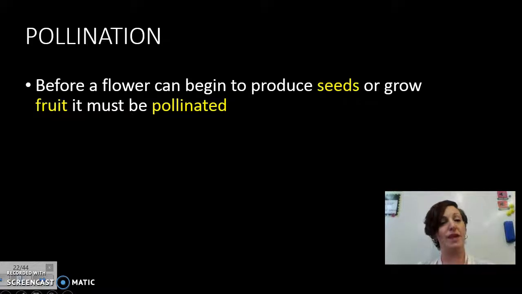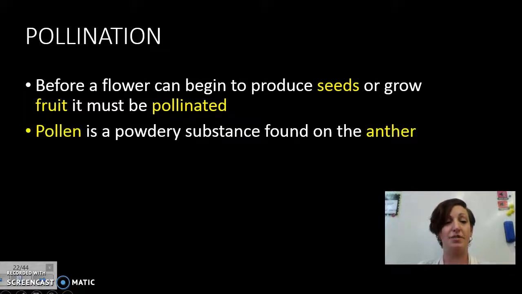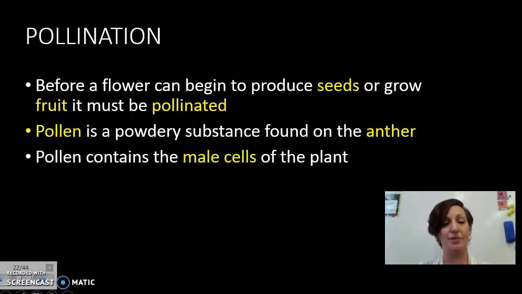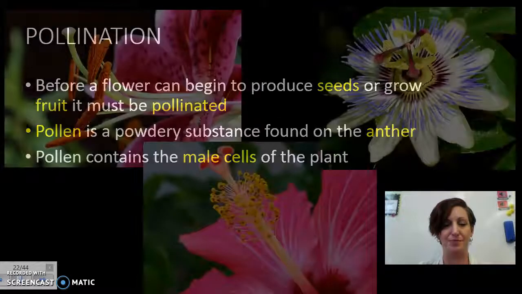Pollination. Before a flower can begin to produce seeds or grow fruit, it must be pollinated. Pollen is a powdery substance that we find on the anther of a flower. Pollen contains the male cells of the plant.